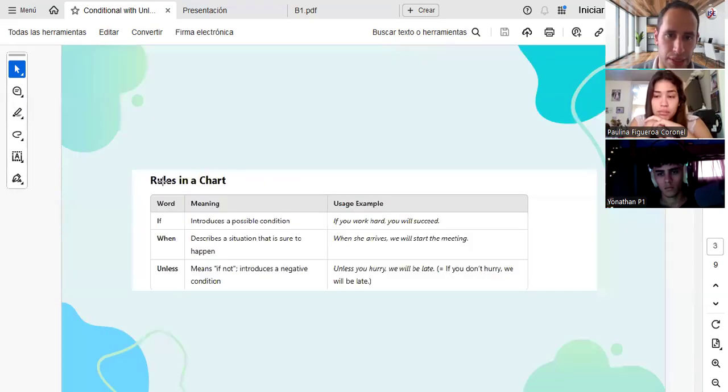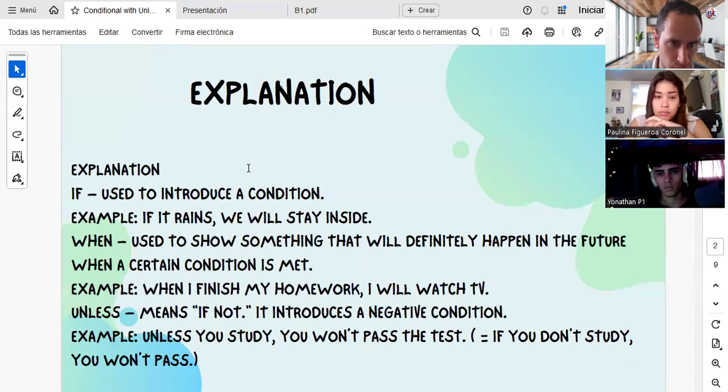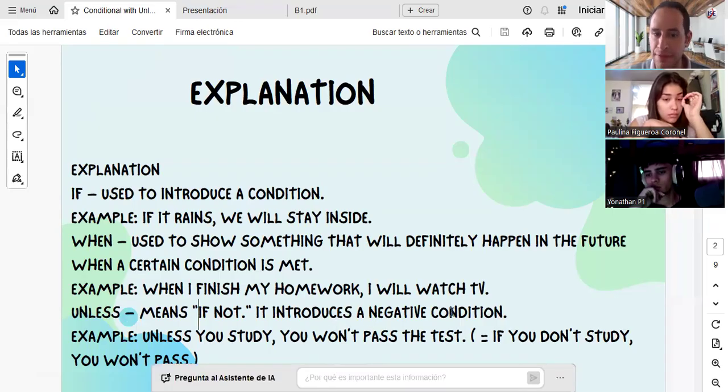And remember, when you use when to show something that will definitely happen in the future, it means when a certain condition is met, we are sure that something will happen. O sea, when lo utilizamos cuando estamos seguros de que va a suceder. Si se cumple esto, sucede esto, sí o sí. Unless means if not, ¿cierto? Si no, o a menos que. It introduces a negative condition. Unless you study, a menos que estudies, you won't pass the test. O sea, si no estudias, no pasarás el examen. It is clear. Okay, thank you so much.